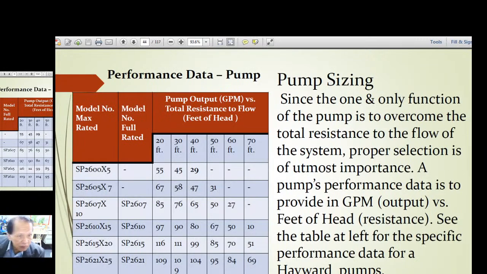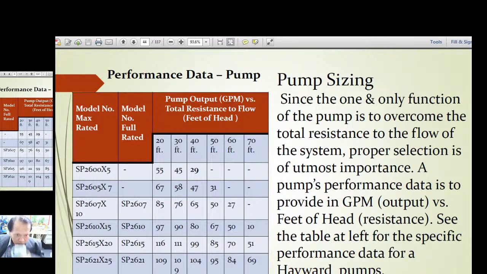So looking at this table of this pump sizing, since the one and only function of the pump is to overcome the total resistance to the flow of the system, proper selection is of utmost importance. The pump performance data is provided in GPM or output versus the feet of head resistance. See the table at left for the specific performance data for Hayward pumps. So this is Hayward pumps, not Myers. No, the other drawing earlier is Myers pumps.